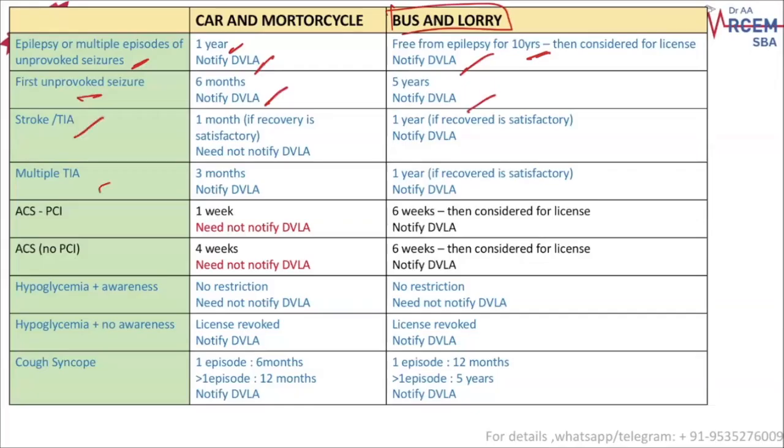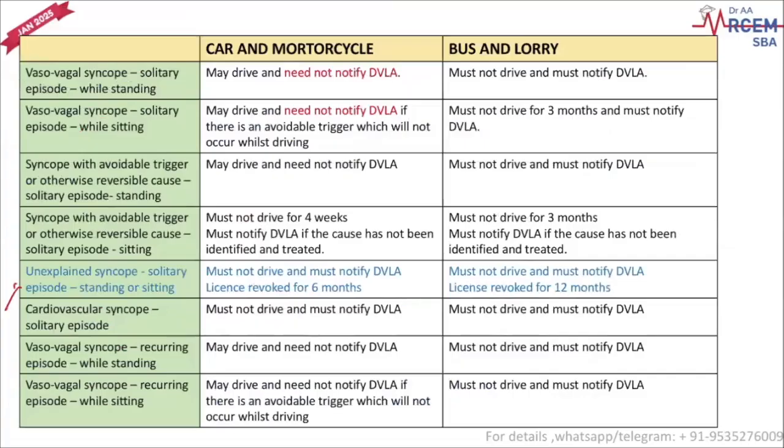Stroke, multiple TIA, they have different things. Hypoglycemia awareness and no awareness. If there is awareness, no restriction is there. If there is no awareness, then the license is revoked for both the persons. Cough syncope, first episode 6 months, more than one episode 12 months. Here, even one episode for a heavy motor vehicle is 12 months, more than one episode is 5 years. Next thing is unexplained syncope. Unexplained syncope, you revoke the license for 6 months and they must notify the DVLA. It becomes 12 months if it is a heavy motor vehicle.